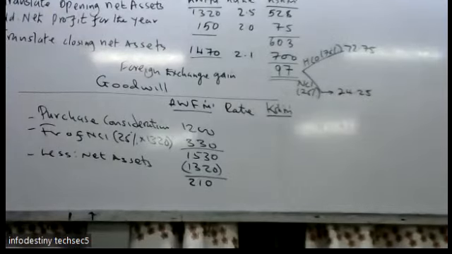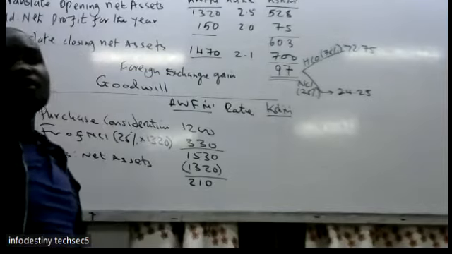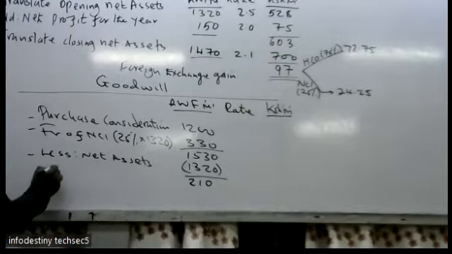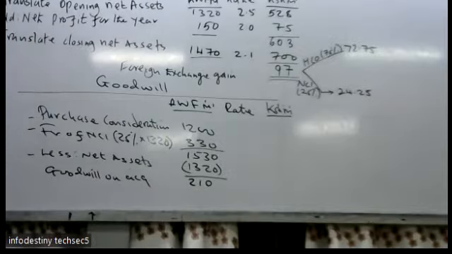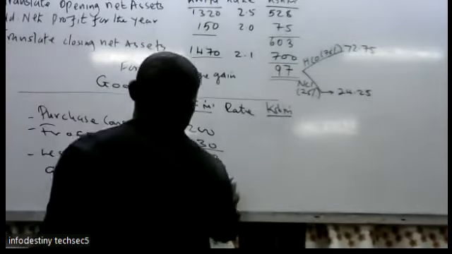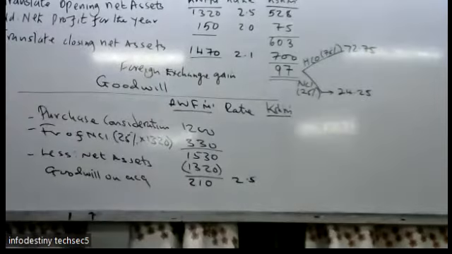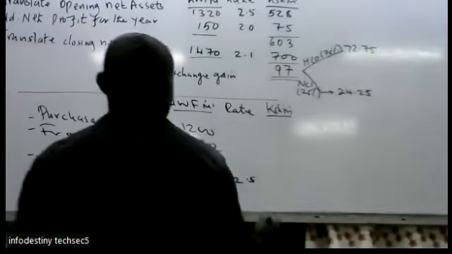So, goodwill, we have gotten 210. Can you translate that 210? Because now this is goodwill on acquisition. That is goodwill on acquisition. So on acquisition, the rate was 2.5. Can you translate the 210 at 2.5? Happy? 84. So this is 84.